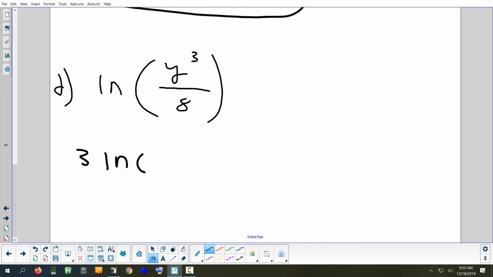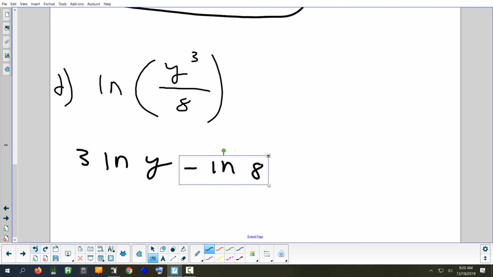So what do you call this thing right here that you're going to put there? Y. Yeah, that's your argument, and that's not a power. It's just an argument to the ln function. So 3 ln y minus ln 8. Yep. And remember, that does not mean ln times 8.